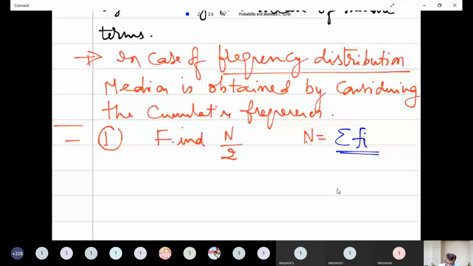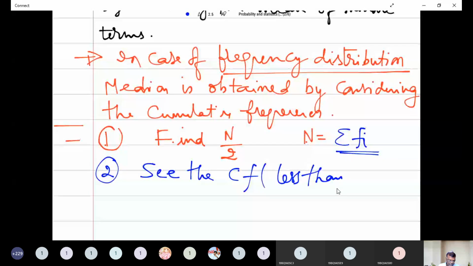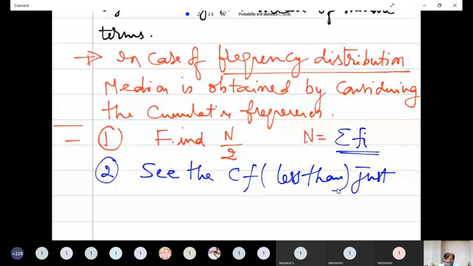Then see the second point. See the cumulative frequencies just greater than n by 2. This is the symbol for cumulative frequencies. Frequencies of less than type. This is very, very important. Less than, just greater than n by 2.